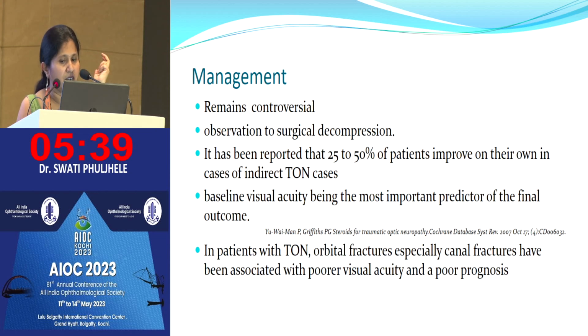Everything has been described, and it has been seen that around 25% to 50% of cases may have some improvement. It may not be an entirely normal improvement. They may not gain their entire vision, but some amount of improvement may be there if it's an indirect traumatic optic neuropathy. And the baseline visual acuity is the most important predictor of the final visual outcome. Generally, patients who have orbit traumas, particularly optic canal trauma, have a very bad prognosis.